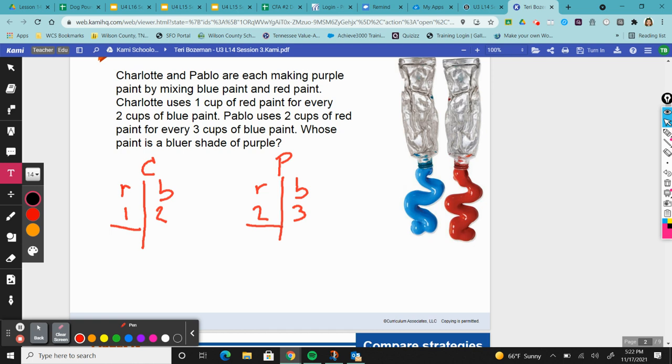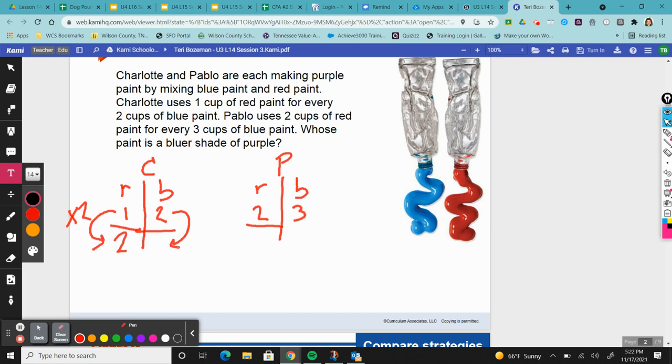I would choose to leave Pablo's 2 alone, all right? Because for me, I know that I could easily make that 1 into a 2 by applying a rule here, times 2. Whatever I do to one side of my ratio, I have to do to the other if I want them to be equivalent, right? And that's what I'm finding. I'm finding an equivalent ratio where the red matches, okay?